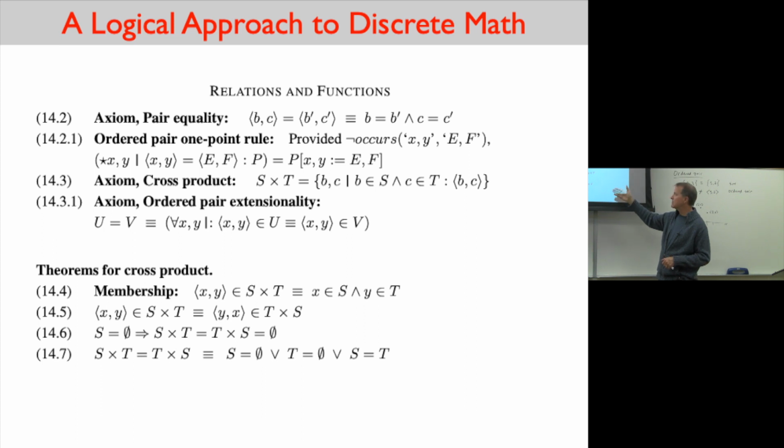Pair equality. But what does it mean to have pair equality? So (X, Y) equals (E, F) would mean X equals E and Y equals F. But now how are you going to deal with that 'and'? And how are you going to use the 1-point rule, now that you have individual elements?